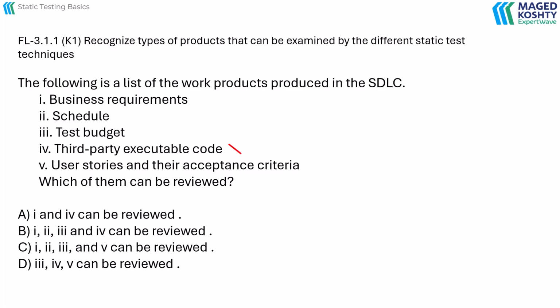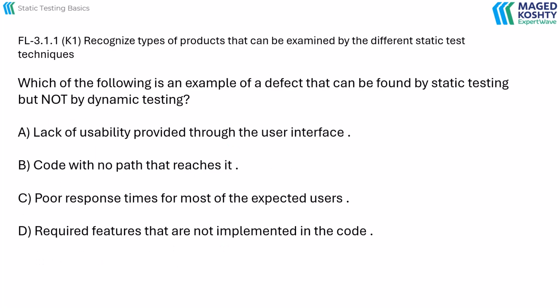So if we exclude number 4, then we have options. Wow, just one option left. C. Nice, the correct answer is C. The second question. Which of the following is an example of a defect that can be found by static testing, but not by dynamic testing? Dynamic testing requires executable code.